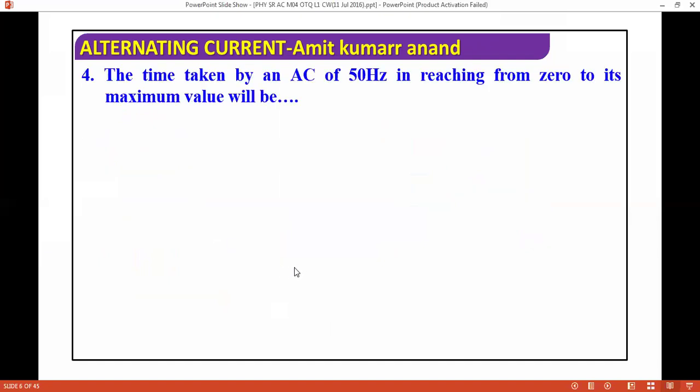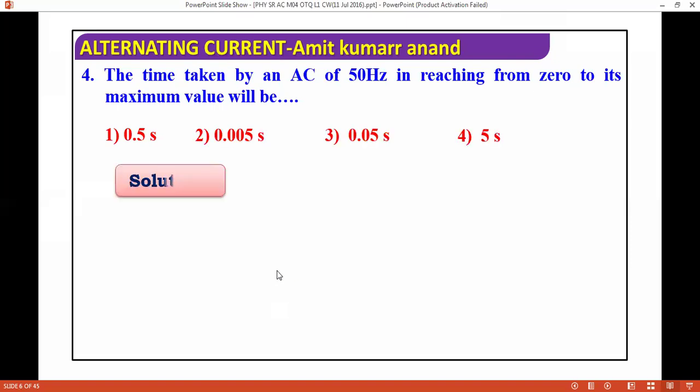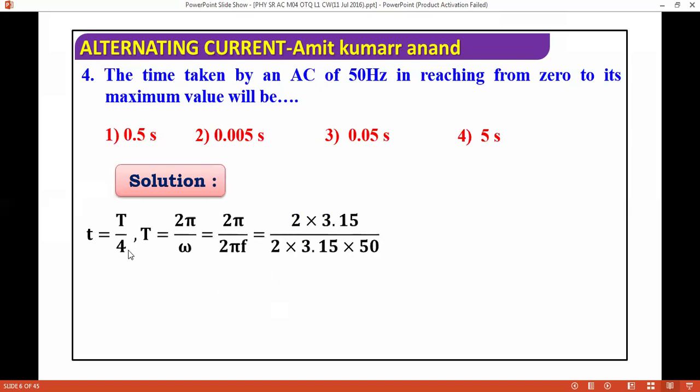I'm taking an AC of 50 Hz, from 0 to its maximum value. Again, the same question I already did. You can use I equals I naught sin omega t directly, or you can use the relation t equals T by 4. Keep in your brain that when the question asks for the time to maximum current, from 0 to maximum current the time is T by 4. Put the values and you'll get the answers. This is again one of the favorite questions for JEE aspirants. If you understand the concepts you can do it easily; otherwise it will take a lot of time to think how to approach the question.